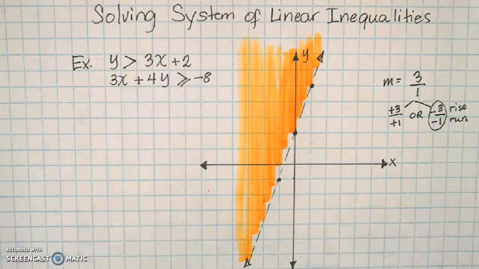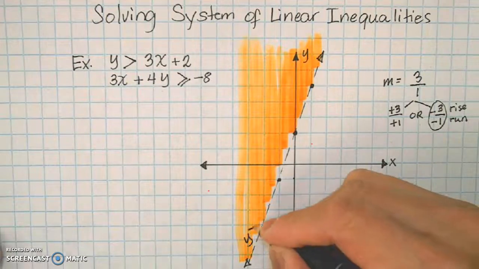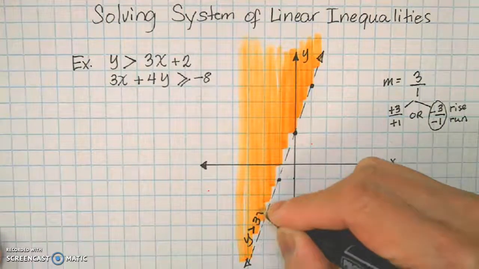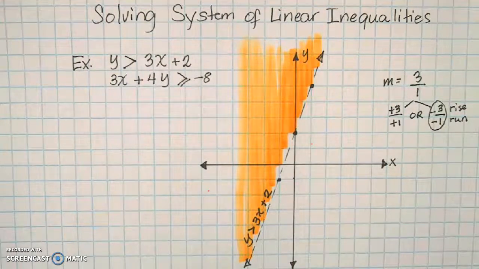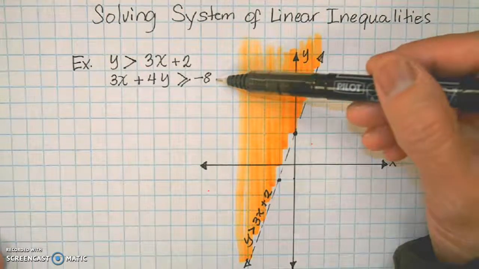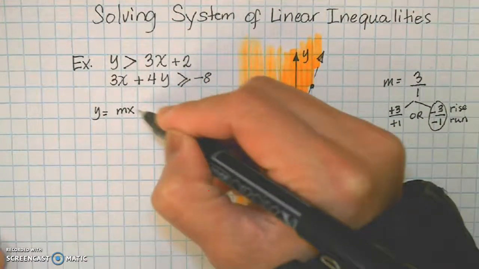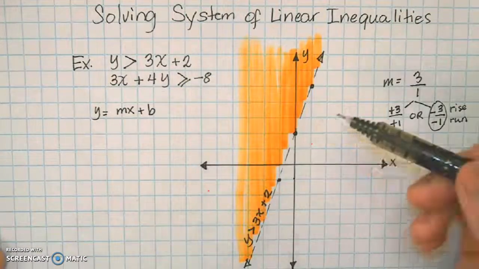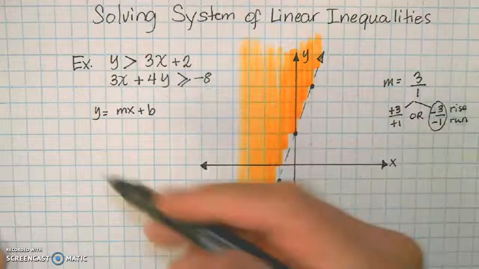So now the next step is we're going to name our line, and the name of our line is y greater than 3x plus 2. And then let us go ahead and graph our second line. This one is not in the form of y equals mx plus b, and we are going to transform it into that form. So with that said, I'm keeping my 4y to this side.